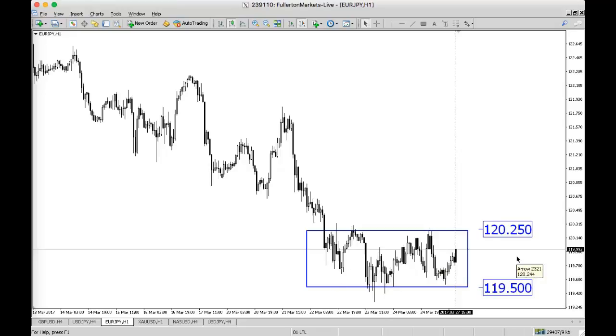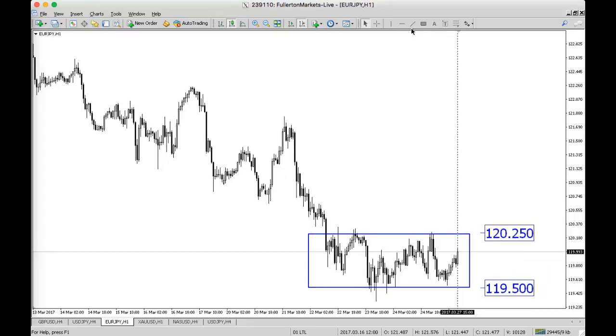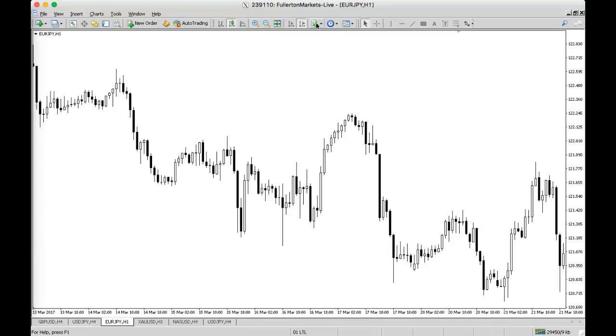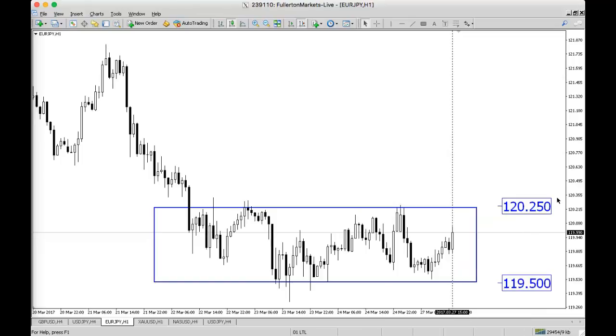Okay, so this is the area of consolidation for me for Euro Yen H1. So I'm going to zoom in for better visibility. Okay, so it looks clearer on your screen. So this is Euro Yen. Based on the short-term momentum, price is slowly creeping upwards. So there's a few suggestions for you to consider.